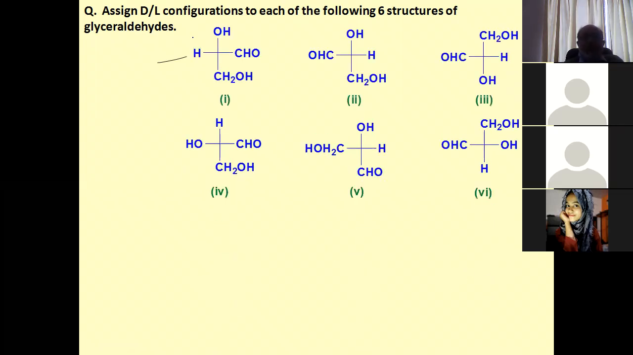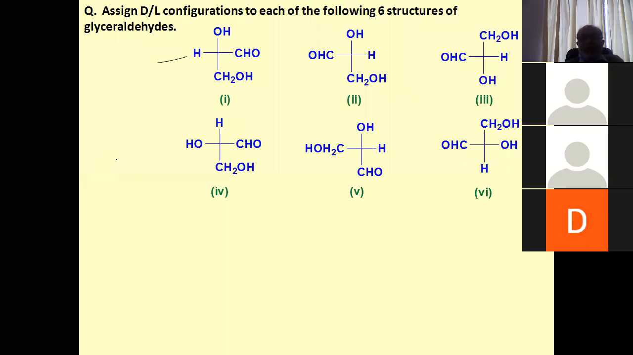All right? Now it's clear? Yes, sir. Okay, I'm asking all, whether it is clear or not. Now assign the configuration here. We have written here, it is glyceraldehyde. All these structures are glyceraldehyde. Now which one is your D-glyceraldehyde, which one is your L-glyceraldehyde? How to find out?